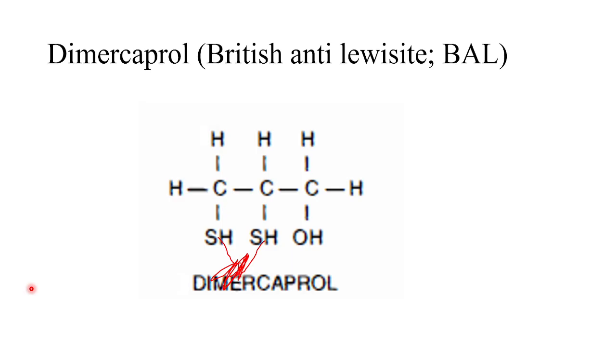Uses: toxicity of arsenic, mercury, gold, bismuth, nickel, and Sb, that is antimony. Then as an adjuvant to calcium disodium edetate in lead poisoning, and as an adjuvant to penicillamine in copper poisoning. Another thing to note is that dimercaprol is contraindicated in iron and cadmium poisoning, because the dimercaprol-iron and dimercaprol-cadmium complexes are themselves very toxic, so we don't do that.